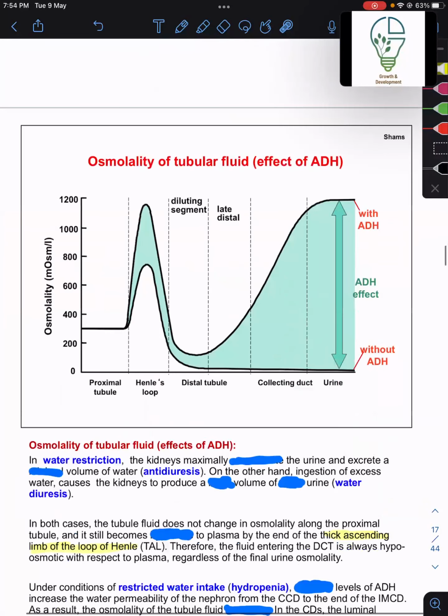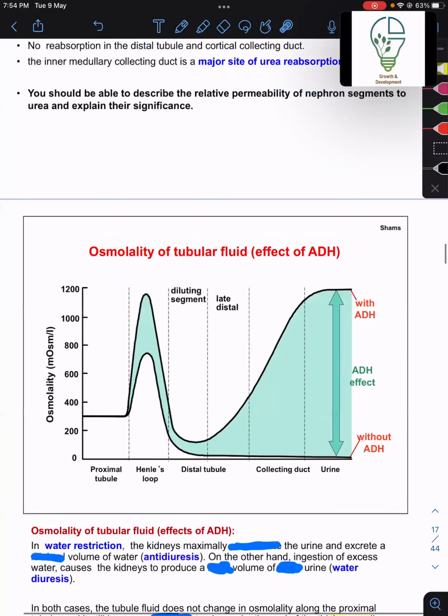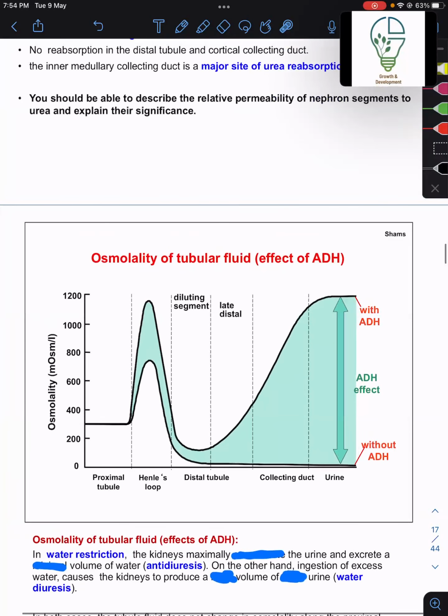Okay, so now let's try to apply our knowledge over here. So in water restriction, the kidneys maximally blank the urine. So are they going to concentrate the urine, or are they going to dilute the urine in water restriction? So my body is already low on water. Do you think that they're going to concentrate or dilute the urine?